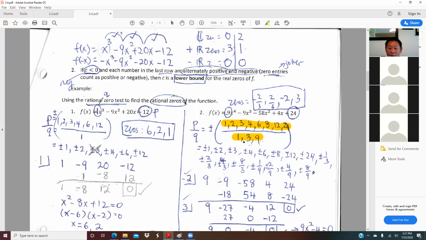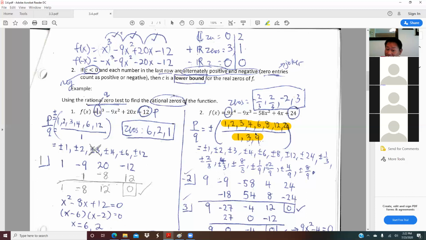And then you take all these numbers divided by 3. So you get 1/3, 2/3, 3 over 3 is 1, we have it already. 4/3, 6 over 3 is 2, we have that. 8 over 3, and then 12 over 3 is 4, we have it. 24 over 3 is 8, we also have it.